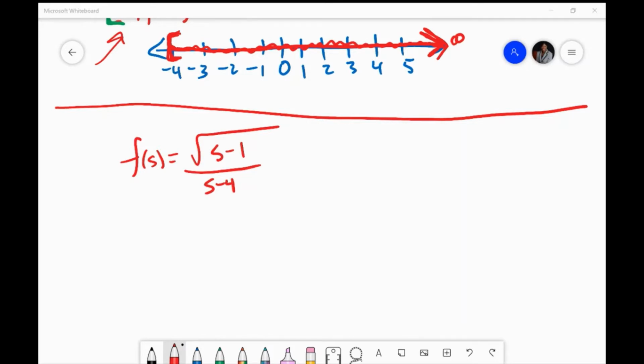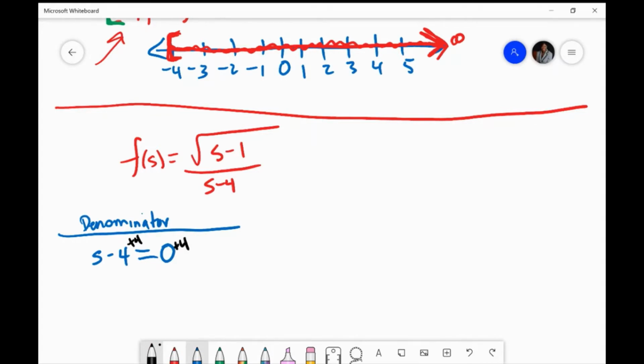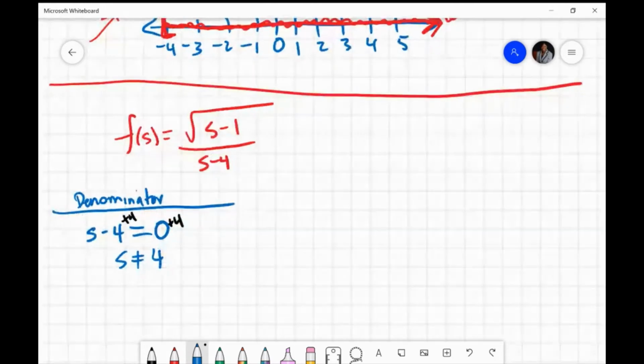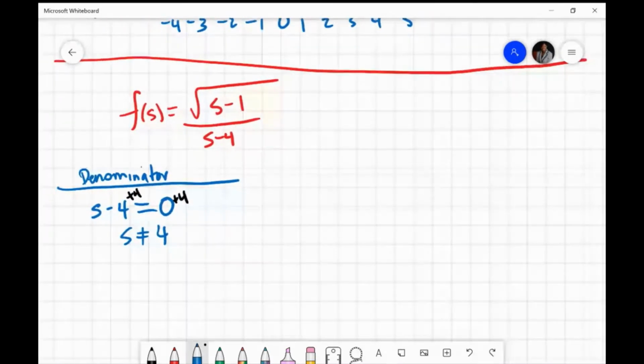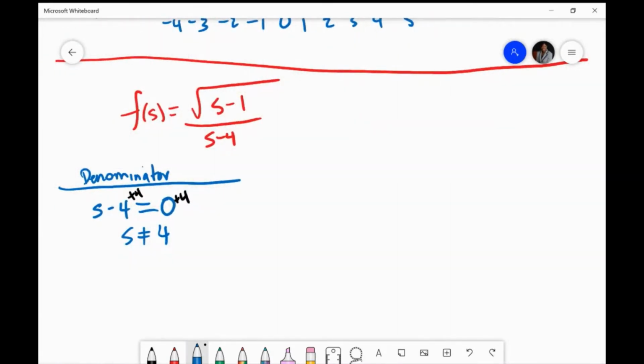So you said let's go with the denominator first. We'll do that. Look at the denominator, s minus 4. We don't want it to equal 0, so we're just going to figure out what makes it 0. We're going to add 4 to both sides. So s equals 4. s is the number we don't want, right? I put a line through it. We don't want s to equal 4 because that'll be an issue. But let's look at this radical situation.